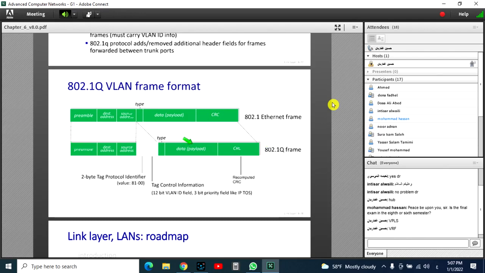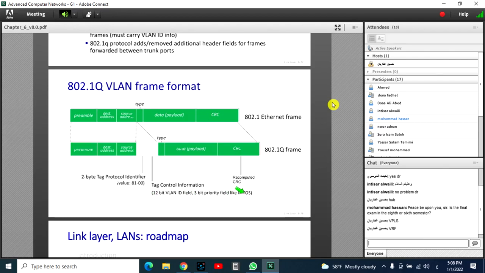We have the standard frame of Ethernet plus here a 2-byte tag protocol identifier and some tag control information. 16 bits, 15 bits tag control information. 12 of that is VLAN ID and 3 bits for priority, something like the TOS bit in IP.